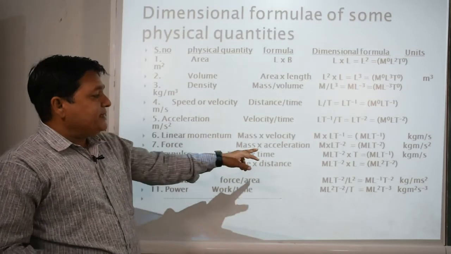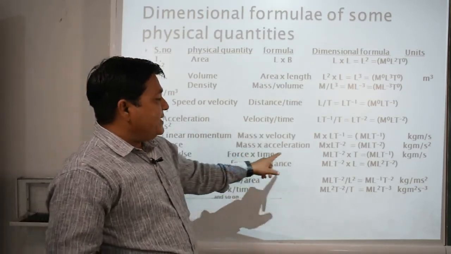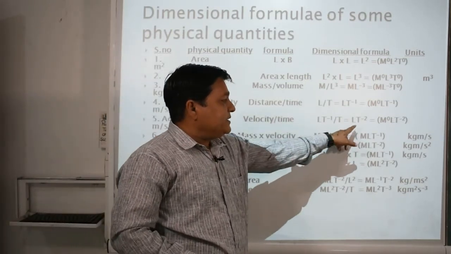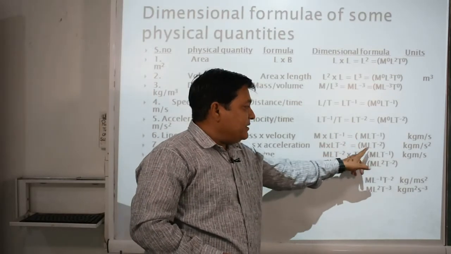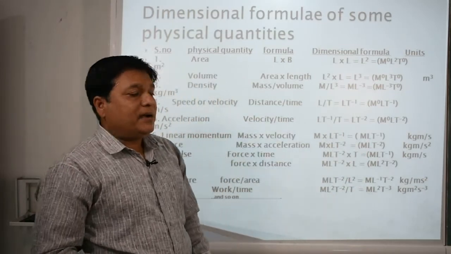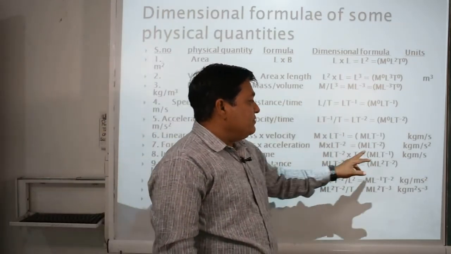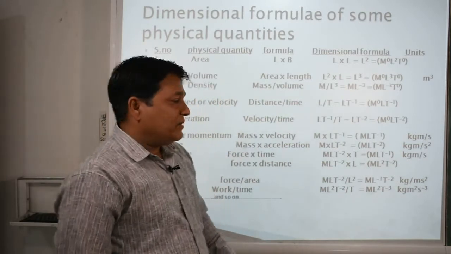Force is mass into acceleration. For mass we write M. For acceleration we have this dimensional formula written here, L T to the power minus 2. When we combine, we will get this dimensional formula, M L T to the power minus 2, and its unit will be kg meter per second square.